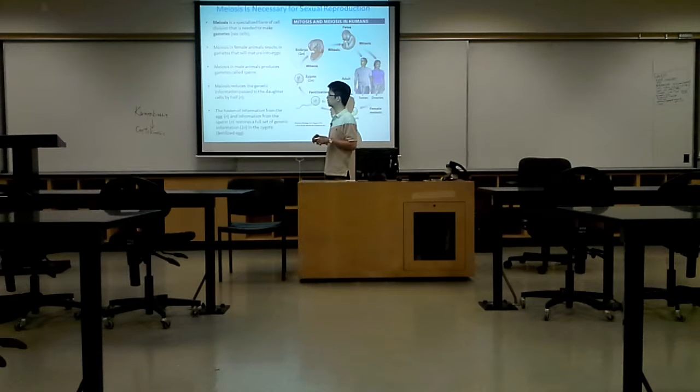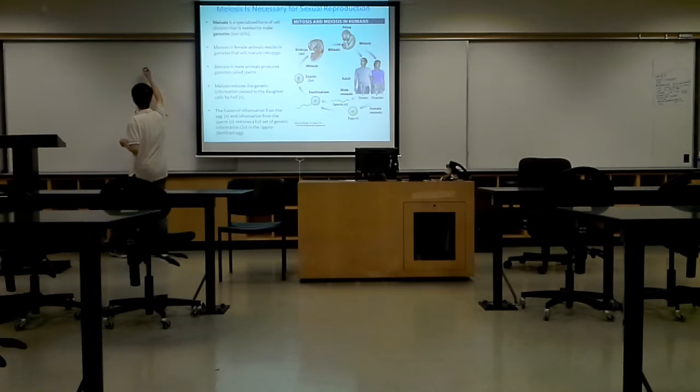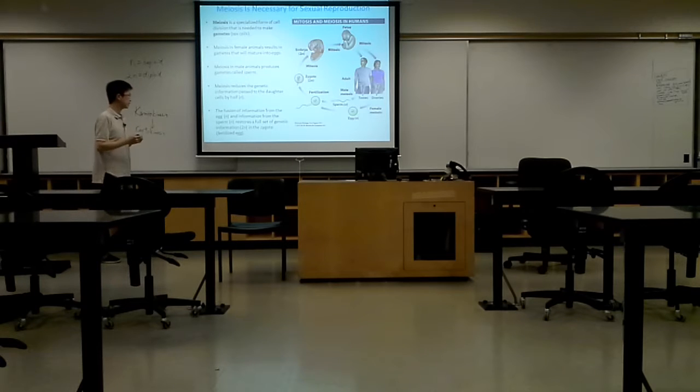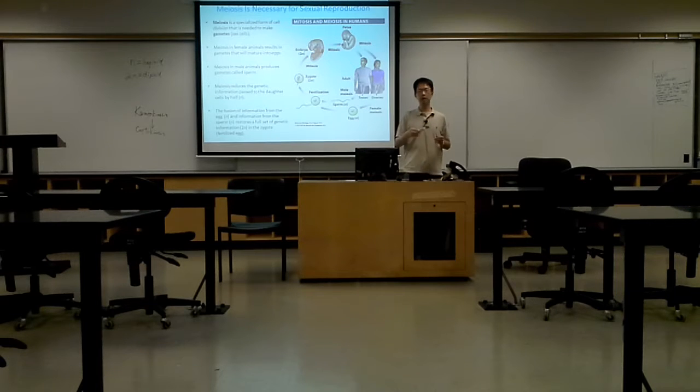Meiosis reduces the genetic information passed to the daughter cell by half. So half we call haploid. If it is N, we call it haploid. Two N, we call it diploid. So what does it mean? We will talk more about haploid and diploid. We talked about this in Wednesday's lecture.